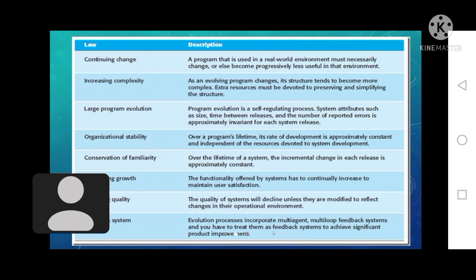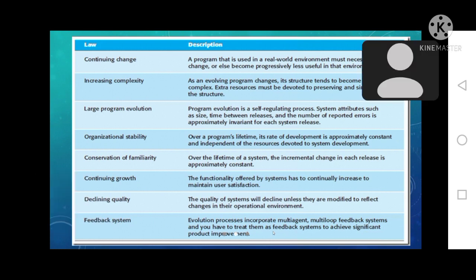Now, fifth law, conservation of familiarity. Over the lifetime of a system, the incremental change in its releases is approximately constant. You see, as the program develops, the incremental change in each new release should be kept approximately constant. It should stay true to its basic nature rather than becoming something else.